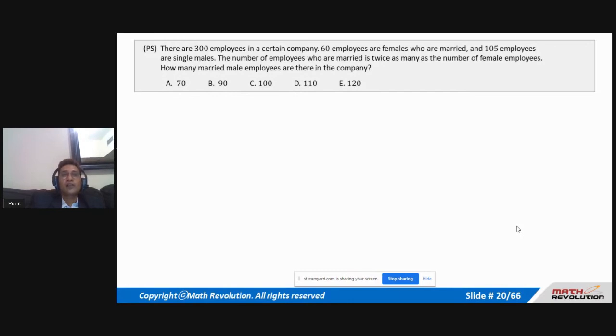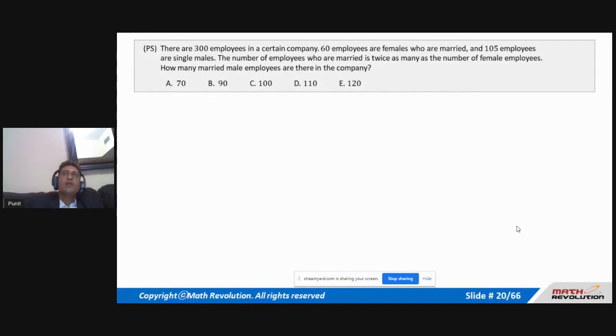So there are 300 employees in a certain company. 60 employees are female who are married, and 105 employees are single males. So right now they are talking about company, females and males. Female with a condition that they're married, males with a condition that they're single. The number of employees who are married is twice as many as the number of female employees. And we need to find how many married male employees are there in the company.